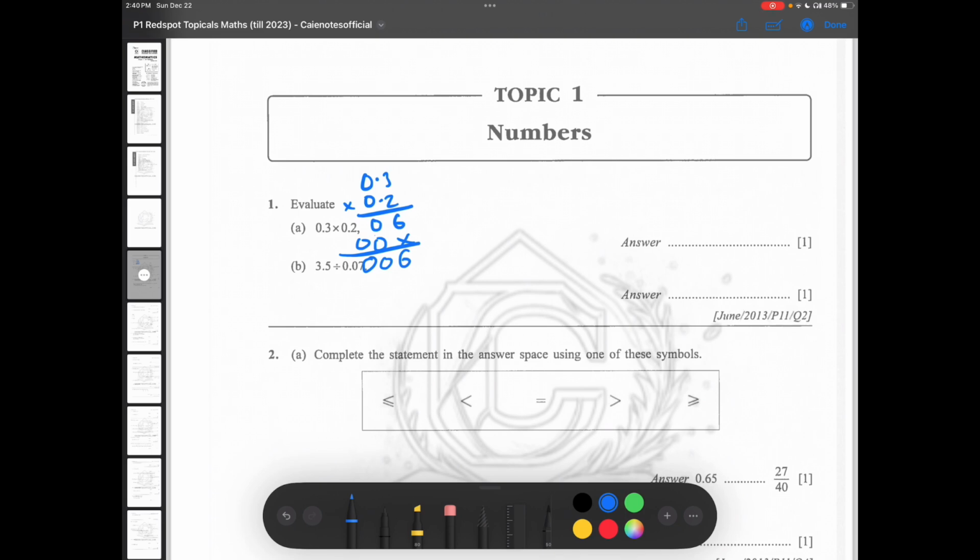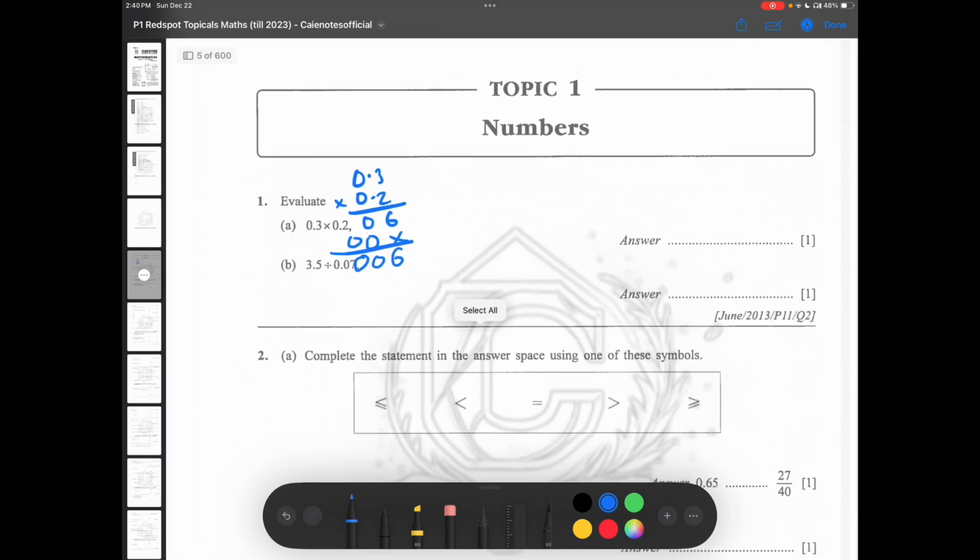And how do we place it? We count the number of decimal places in both the numbers. In 0.3 we have one decimal place, and in 0.2 we have one decimal place. So altogether we have two decimal places. Now in our answer, starting from 6, I will count 1, 2, and I will put my decimal over here. So the answer will be 0.06.